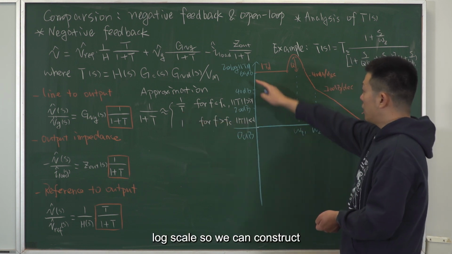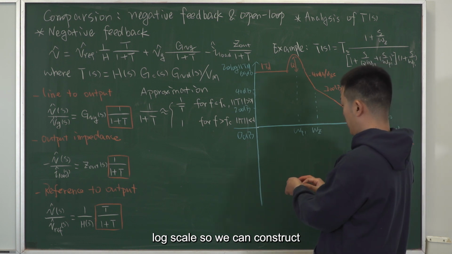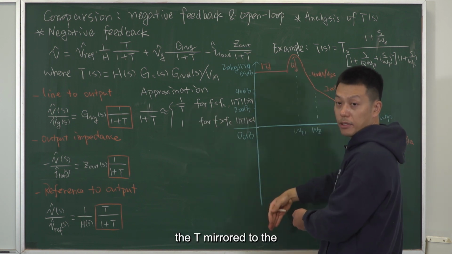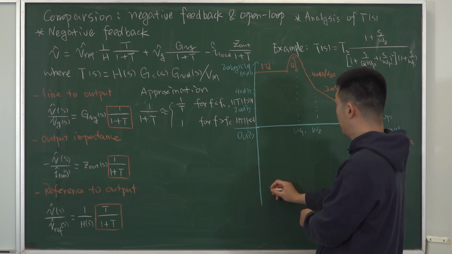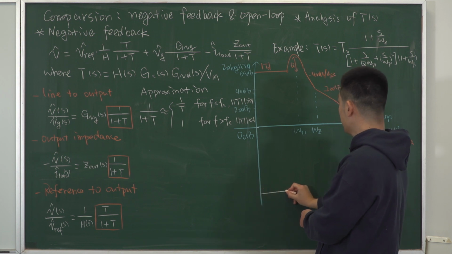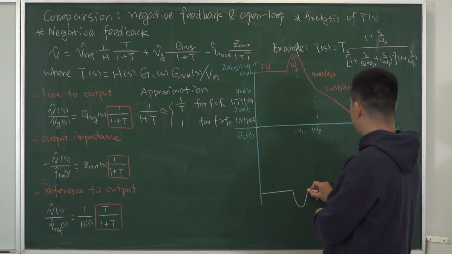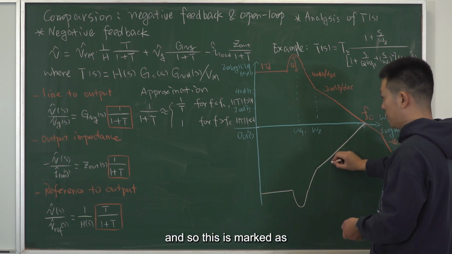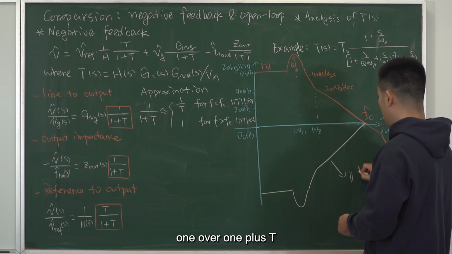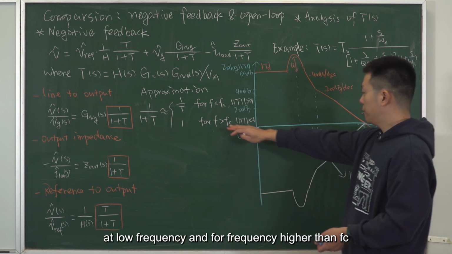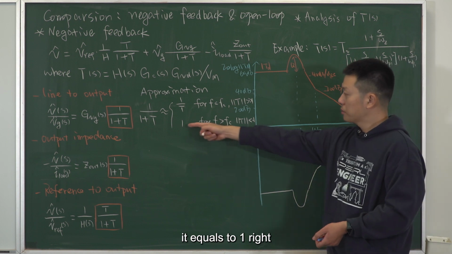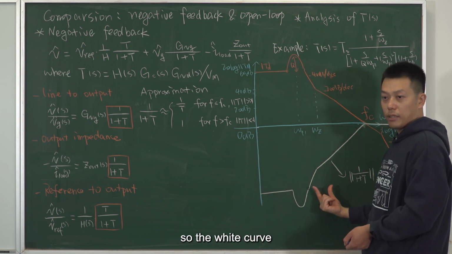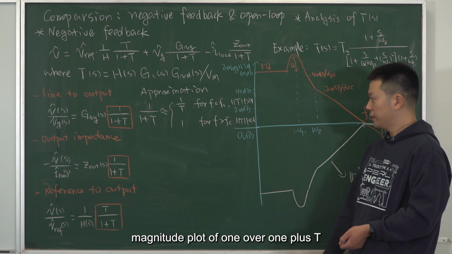So in log scale, we can construct the magnitude plot for 1 over T, which will be the T mirrored to the downside. So we will have such a profile. And this is marked as 1 over 1 plus T at low frequency. And for frequency higher than Fc, it equals 1, right? 1 is 0 dB, which corresponds to here. So the white chalk curve corresponds to the magnitude plot of 1 over 1 plus T.